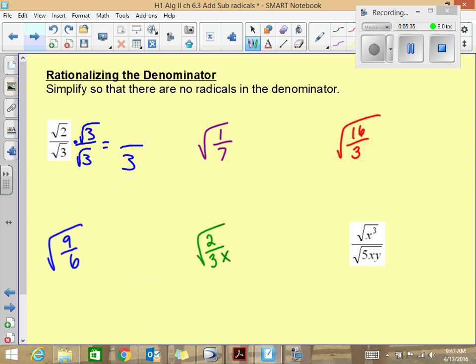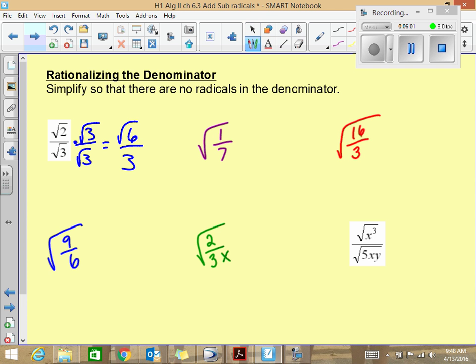So, radical 2 times radical 3 is what? It's radical 6. So radical 6 over 3, and that's all we can do on that, right? Because we cannot cancel the 6 and the 3, because this is not actually 6, right? It's radical 6. So you cannot cancel something inside the radical with something outside. Okay?